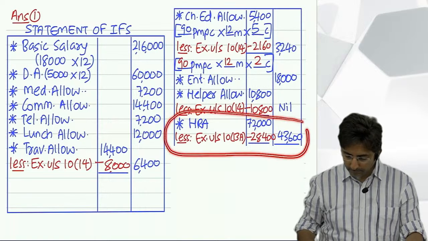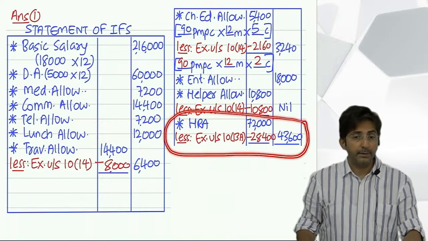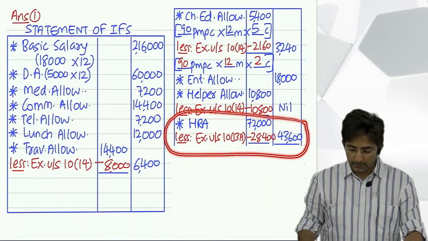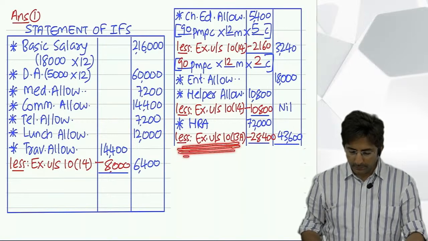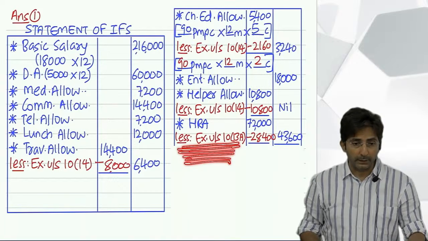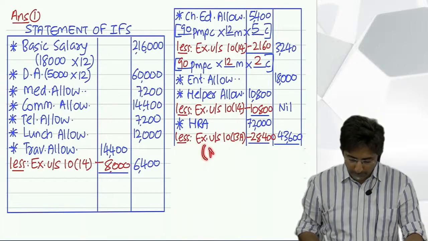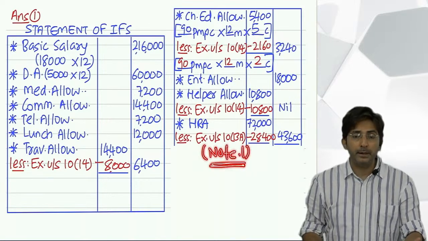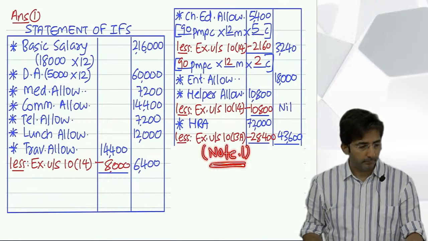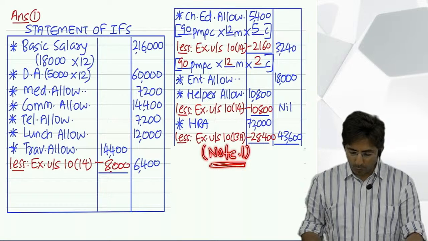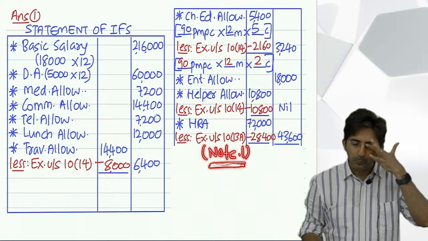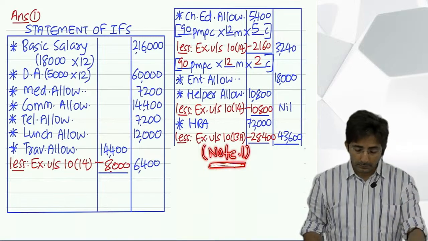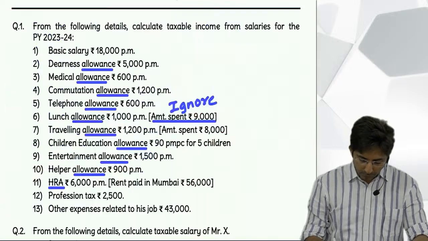See how I have done this. 72,000 is house rent allowance. Less: exempt under section 10(13A). Have you written this? All are exempt under 10(14), but this is 10(13A). Yes, here you should also mention note 1. You have to show the connection, that for this I have prepared note 1. You write that here, note 1. Then come to the question.